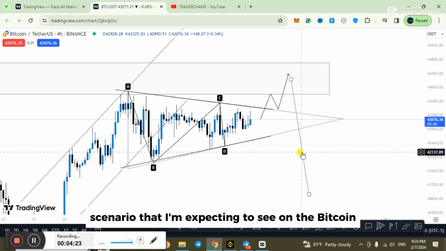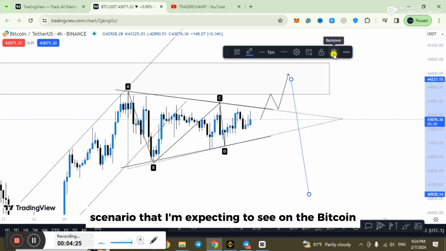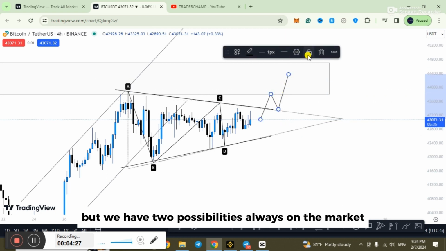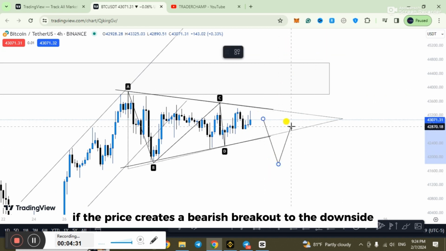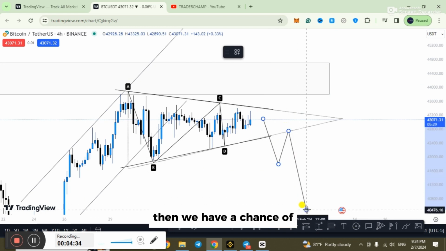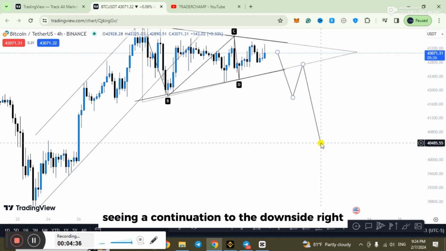So this is one scenario that I'm expecting to see on the Bitcoin, but we always have two possibilities on the market. So by any chance, if the price creates a bearish breakout to the downside, then we have a chance of seeing a continuation to the downside, right?